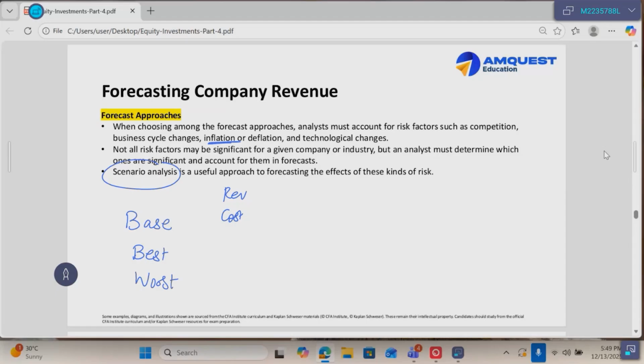In the base case, let's say we are assuming that it will grow 10% every year and market share remains stable. In the best case scenario, we are assuming that it will grow by 15%, and market share will also increase by 10%. In the worst case situation, we are assuming that we are going to experience negative growth and our market share is also going to go down.